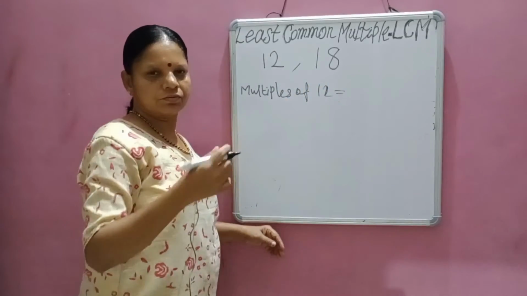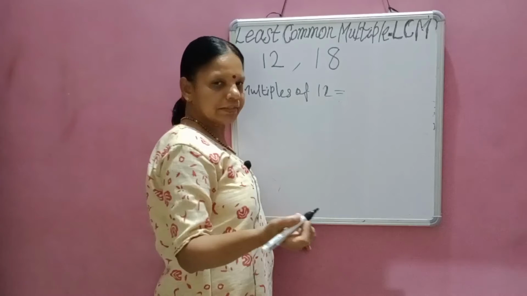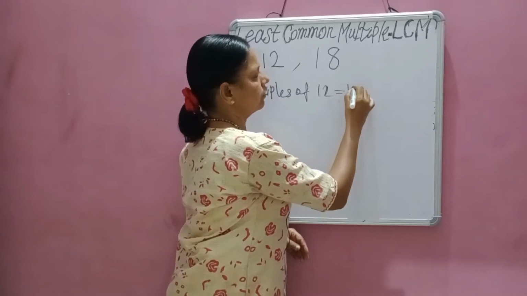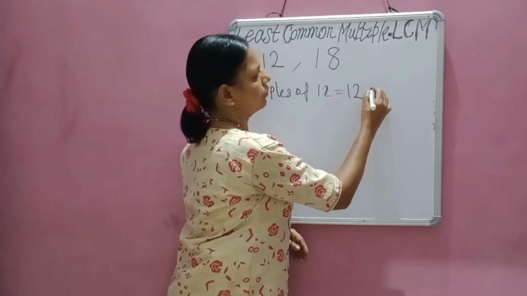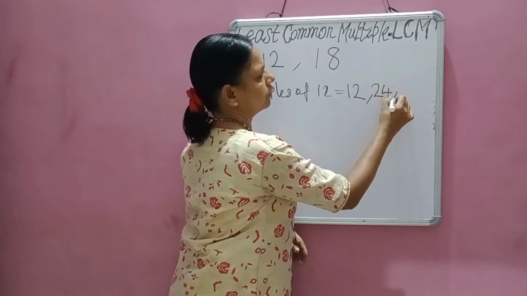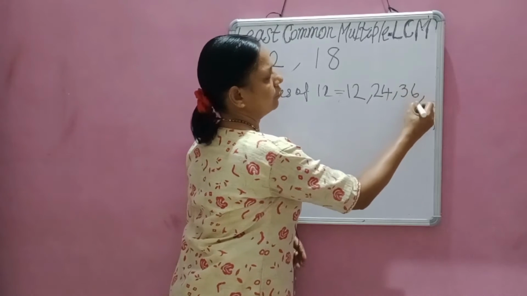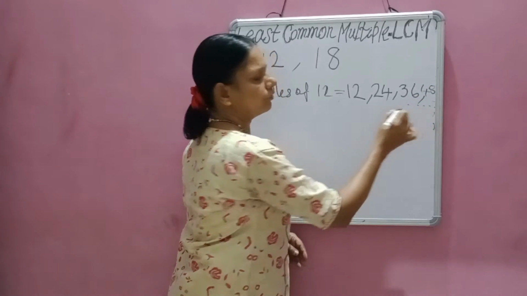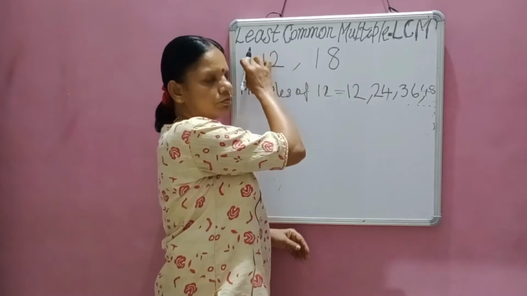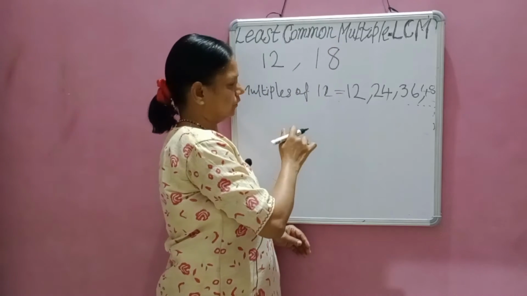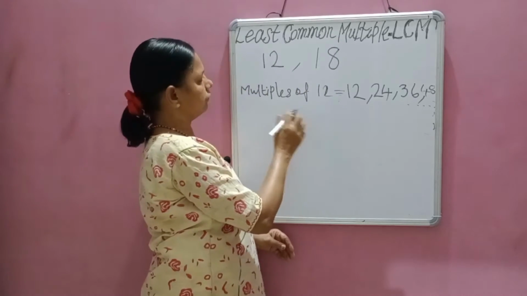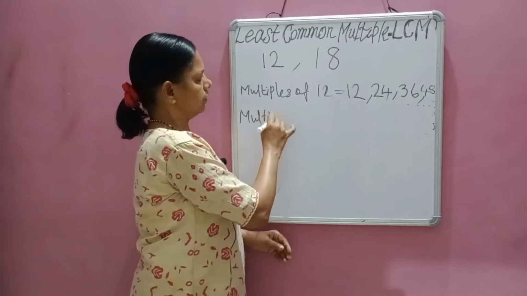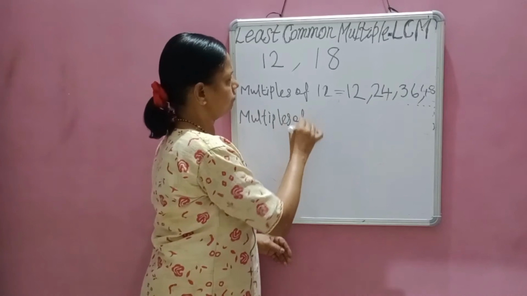The first multiple, 1 12 is 12, 2 12s are 24, like that. Table of 12. That is, first multiple is 12, second multiple is 24, then 36, then 48, etc. A few is enough to get the smallest common of both the numbers. Now try the multiples of 18.